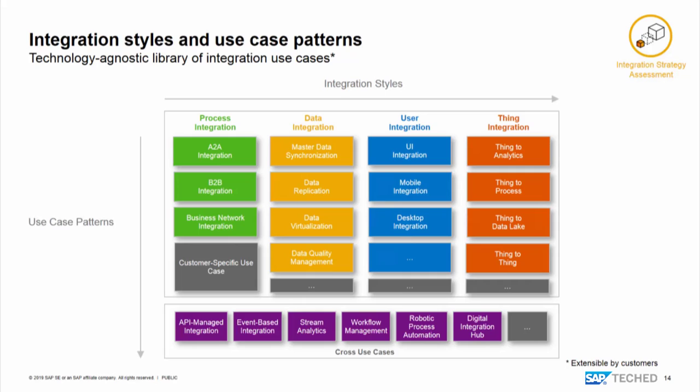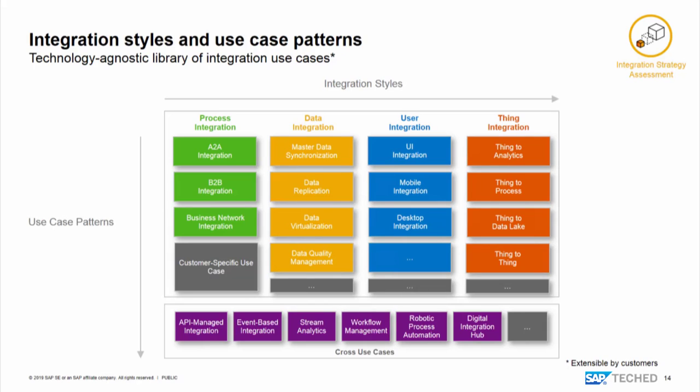Very important here are 2 aspects. The first one, these patterns are technology agnostic, so later in the methodology, you can map them to specific integration services and technologies. And the second one, this library is extensible. It highly depends on your customer project context and what your scope of integration is. This means you can add your own customer-specific use case patterns and plug them into the methodology. But you can, of course, also remove patterns that are not relevant in your landscape to make it as simple as possible. So it is very important that the methodology itself is extensible.